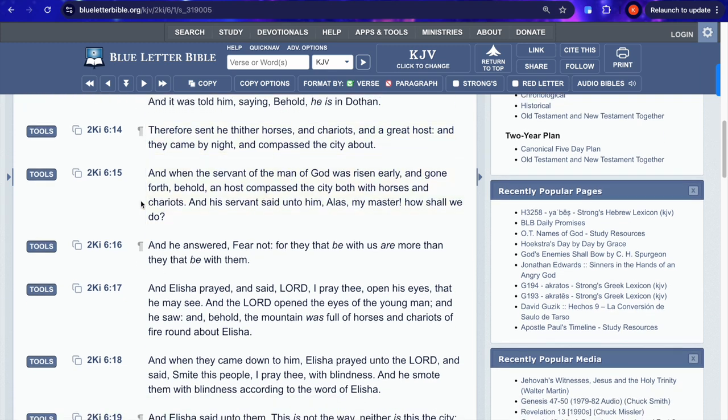And when the servant of the man of God was risen early and gone forth, behold, an host compassed the city, both with horses and chariots. And his servant said unto him, Alas, my master, how shall we do? So you can imagine, right? You're hearing all these horses, you're seeing these troops, all surrounding the city. And you're like, oh shoot, what's going on over here?